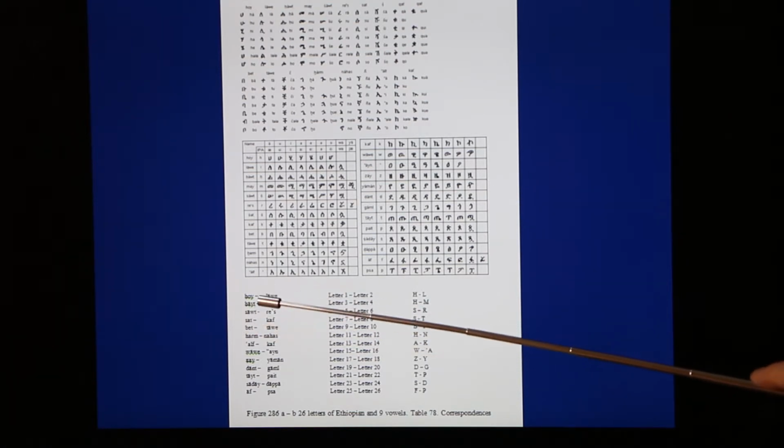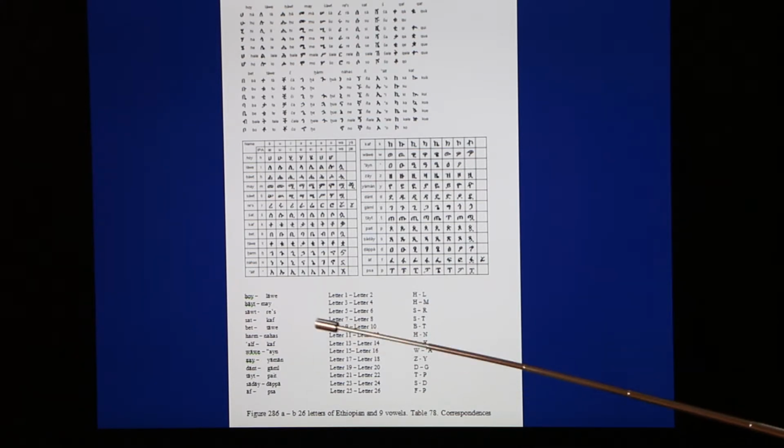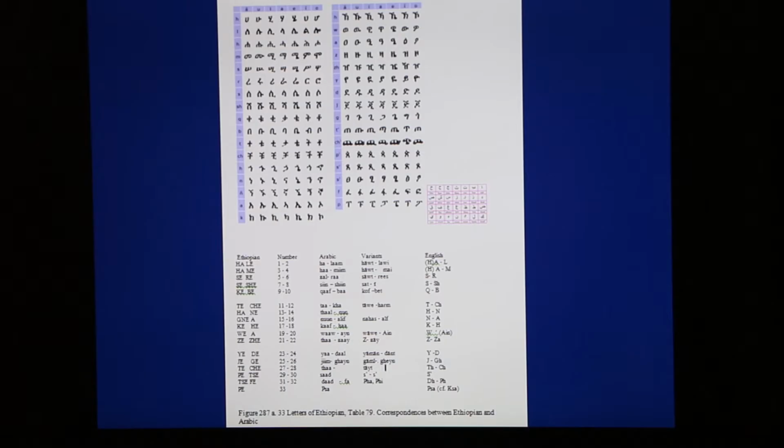Well, here's the letter version written out, and here it is just as individual letters that we're used to in the West. So HL, HM, SR, ST, BT, and so on. So it's now letter 1, 2, 3, 4, 5, 6. Whereas Babylon goes letters 1, 12, 2, 13, 3, 14, in this version, I go 1, 2, and so on. And here now, yet another version.